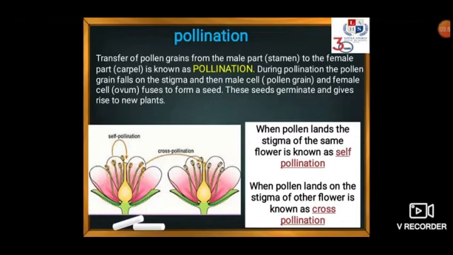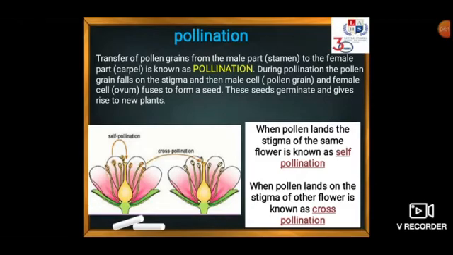And then the male cell, which is the pollen grain, and the female cell, which is the ovum, fuse to form a seed. These seeds germinate to give rise to a new plant. Now, pollination is of two types, self-pollination and cross-pollination. Please look at the figure to understand it in a better way.